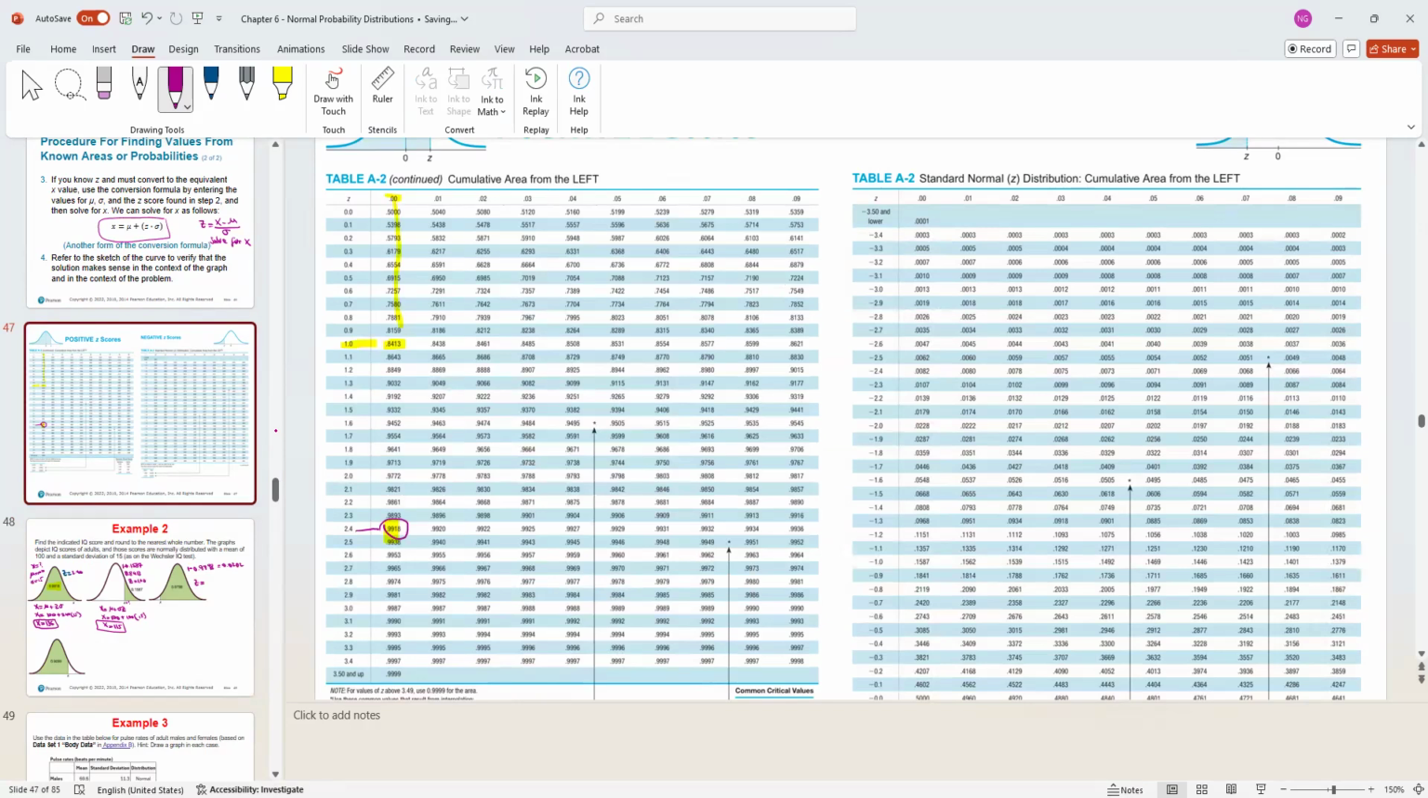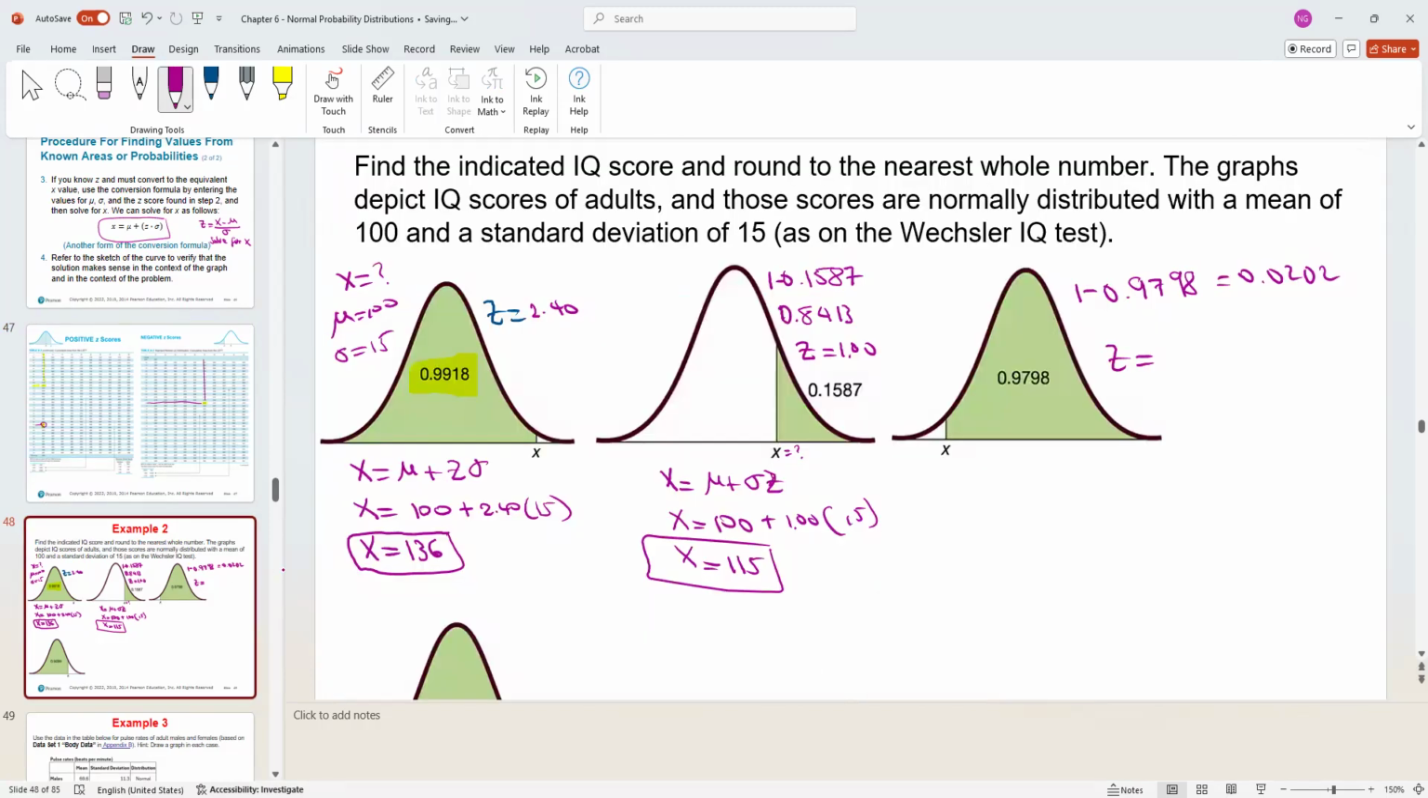Because it's a very small number, we know at that point it's going to be on the negative side. Let's see, 0.0202. Right, I see it here. You need to look for it. Always check what Z gives you this probability. 0.0202 is Z of negative 2.05.